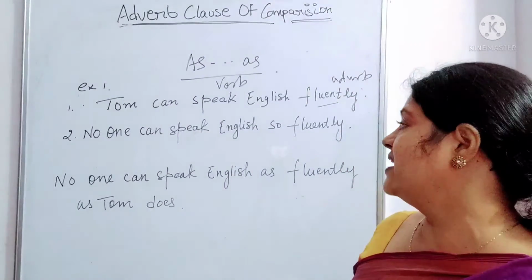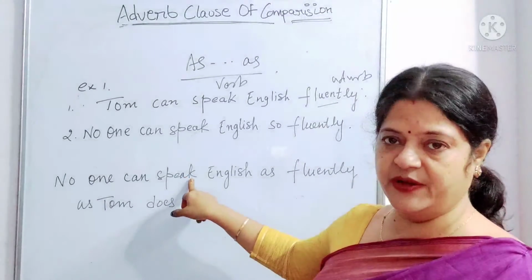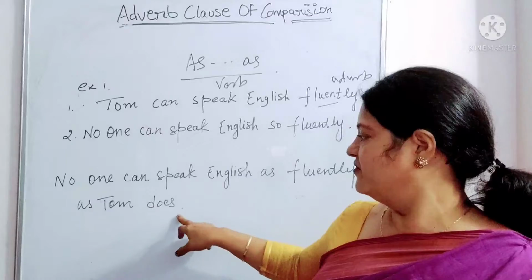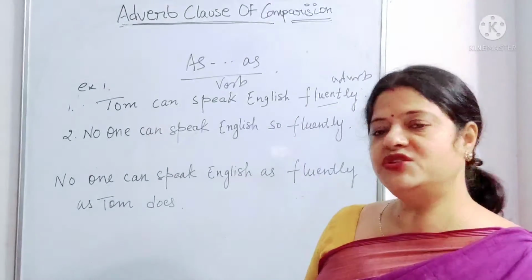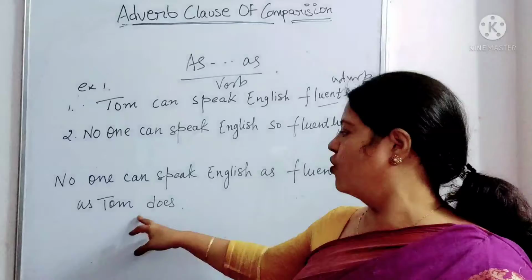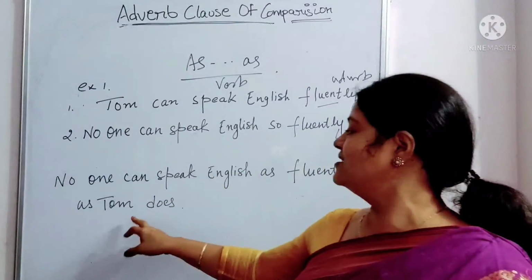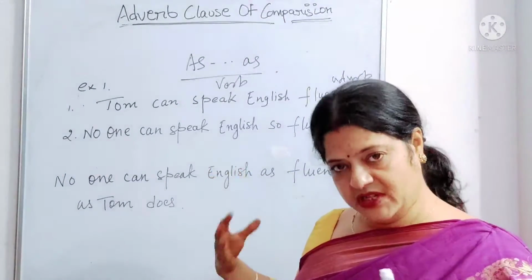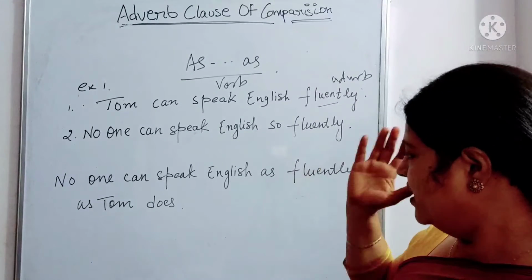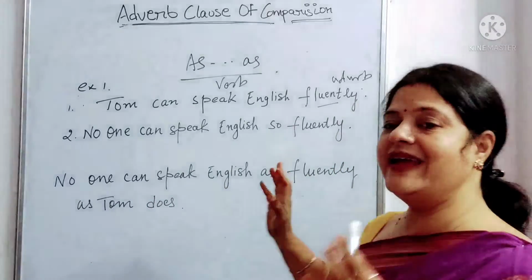Okay. Now you will say, ma'am, why have you written does? Actually, I have written does because does means this speak. Already we have mentioned this verb speak, so just to avoid the repetition, I have written here does. Okay. So instead of does, you can write speak too. So no one can speak English as fluently as Tom speaks. You can write like this, or you can write no one can speak English as fluently as Tom does. Does means Tom speaks. Okay. In place of speak, I have written does. And you can also write this sentence like, no one can speak English so fluently as Tom does.